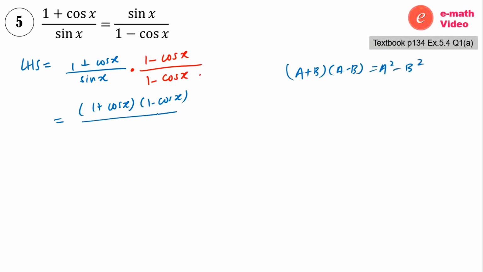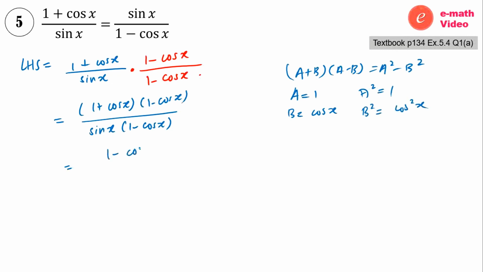We'll use it later. For below here, we have sin x times 1 over cos x. See here, our a is 1, b is cos x. So a square equals 1 square equals 1, b square equals cos square x, equals 1 minus cos square x, our friend again, right? And below here, okay, we don't explain first because later we know that on top we will get a sin square x, right?